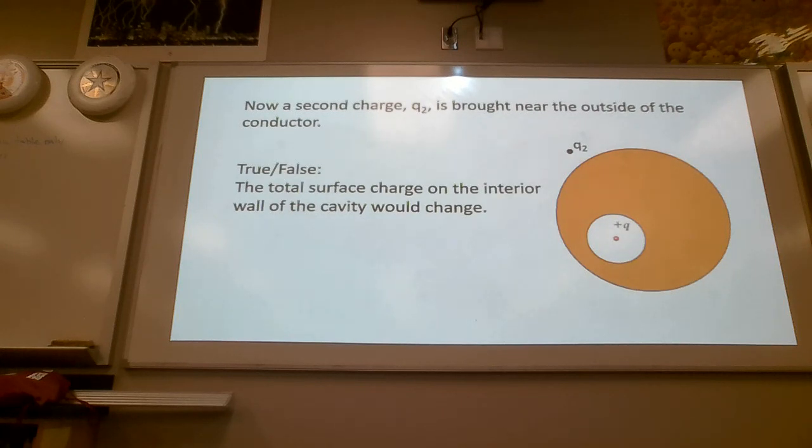Okay, correct answer is false. It would stay the same. This is asking about just the numeric value, not the arrangement. We started with just Q1 in the middle and then brought Q2 in. Would the total surface charge change?